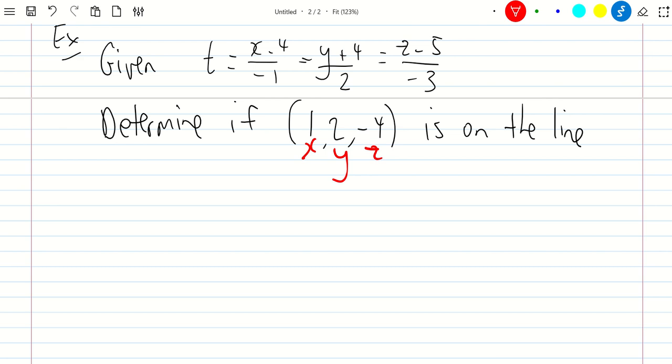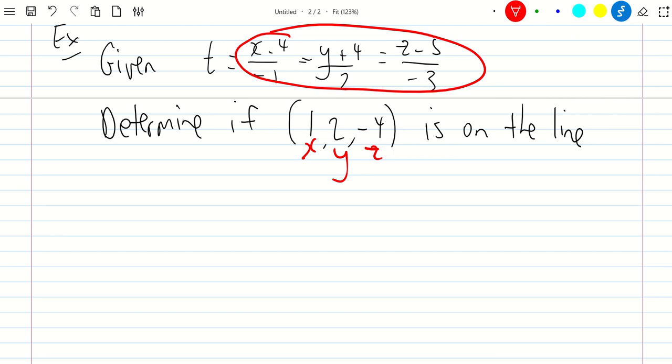So if you get the same value of t, so at the same time, all of those things are going to be true for this particular equation. And so there's a couple of ways you could go about it. You could substitute in x equals 1, y equals 2, and z equals -4 into all this up here, and hopefully you get the same t value. And that's kind of what we're going to do.